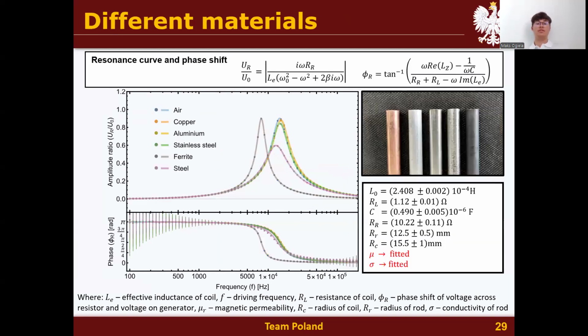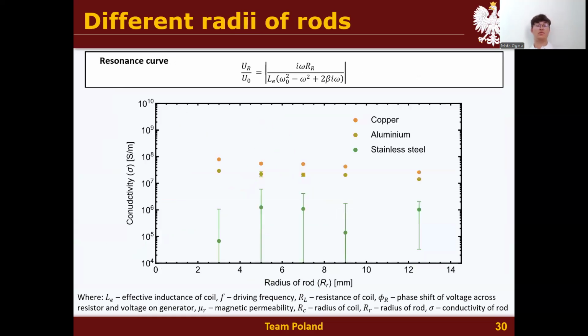Now we can see the results for the different materials of the rods that we use. We can see that for all of them, our fitted functions fit really well the measurements. And we can see that for strong ferromagnetic materials, such as steel and ferrite, the resonance frequency decreases. However, for the stainless steel, which is a poor ferromagnetic material and is conducting, the conductivity has higher effects. And because of that, the resonance frequency increases, the same as for the copper and the aluminum, for which the conductivity is the only relevant property.